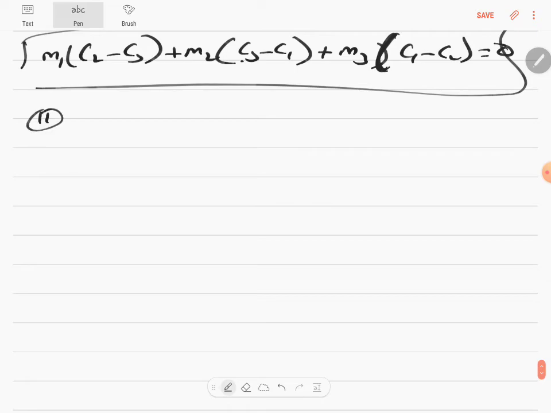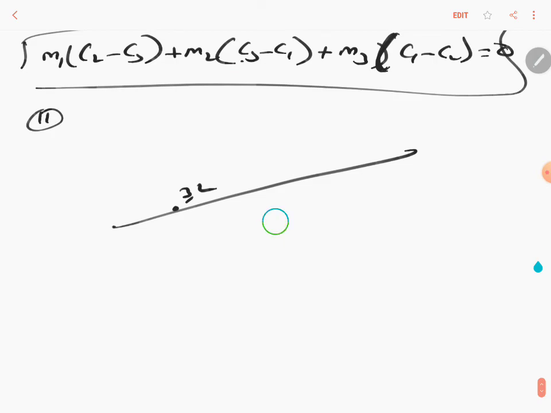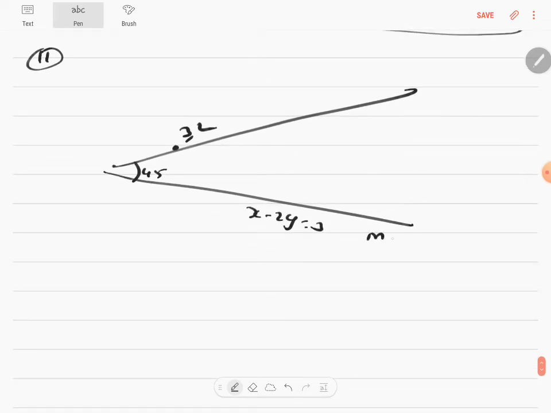Find the equation of a line passing through the point (3, 2) which makes an angle of 45 degrees with the line x minus 2y is equal to 3. You should know the slope of this line, which is minus a by b, which is minus 1 by minus 2, which is 1 by 2. This is the slope of one line. The slope of the other line you don't know.